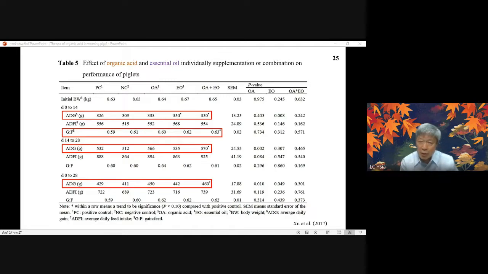And if you only want to compare two organic acids with essential oil, then you only have two treatments. What kind of things make the decision about how many treatments you have? The most important thing is, do you have enough animals? If you have enough animals, for chicken it is really easy.